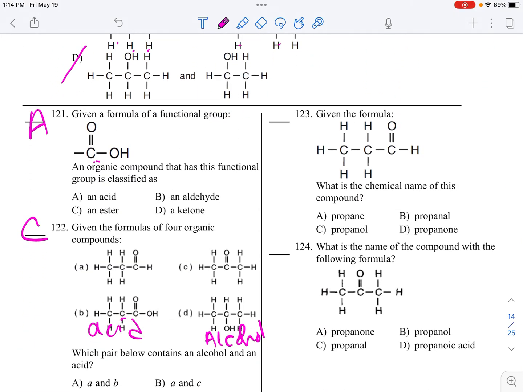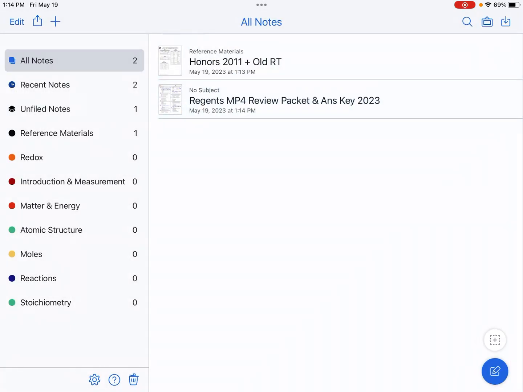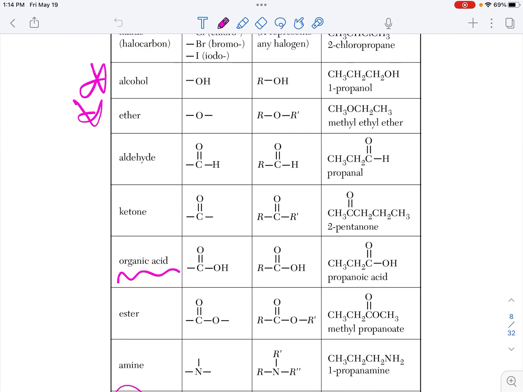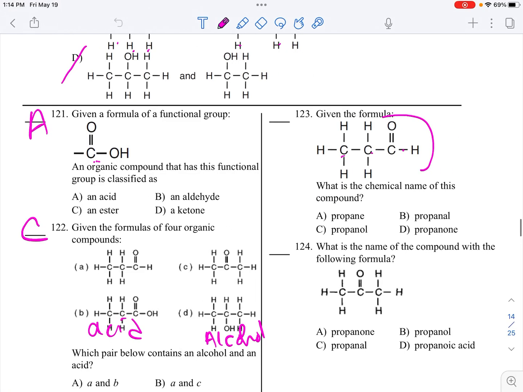What is the name of this? Methethprop. Well, that doesn't help. So the functional group is C double bonded O at the end of the chain, which is an aldehyde. How do I name it? It ends with an AL. That's actually the same one that was on the reference table.